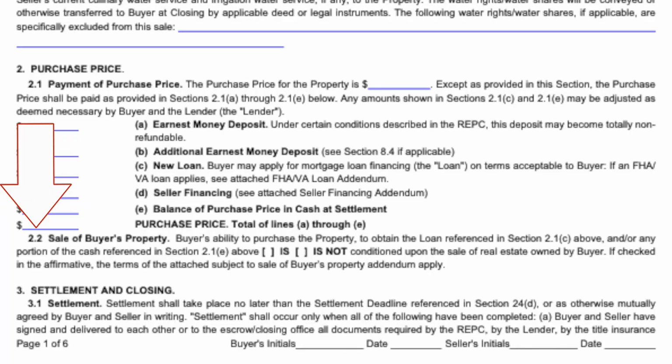That's what we do. Okay, Carol, what does 2.2 mean? All right, 2.2. Buyer's ability to purchase a property, obtain the loan referenced in section 2.1 above and/or any portion of the cash referenced in 2.1 above is or is not conditioned upon the sale of real estate owned by the buyer. If checked in the affirmative, the terms of the attached subject to sale of buyer's property addendum apply.